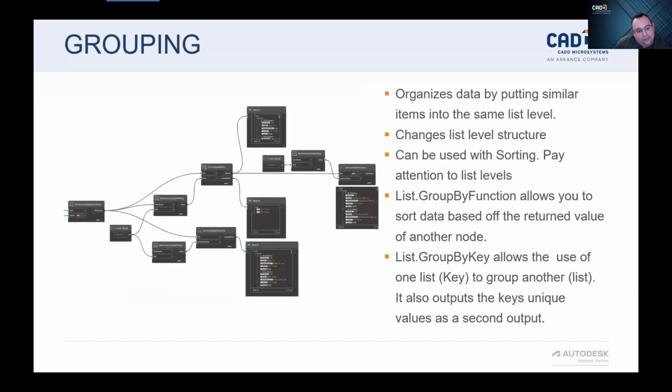So sometimes we need to group. We have very similar nodes with grouping. The one difference between grouping and sorting: sorting changes the index order, but it does not change the list levels. Grouping does. So we're completely changing the list level information. We're adding normally at least 1 list level, sometimes more. And data can be sorted within those new groupings. Just pay attention to your list level setting on your input.